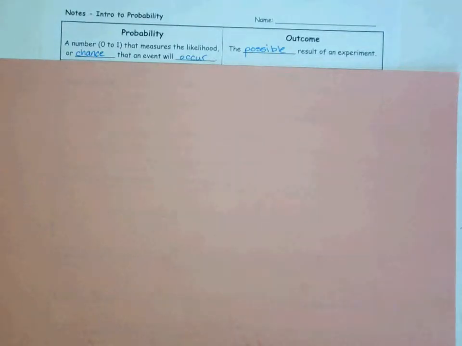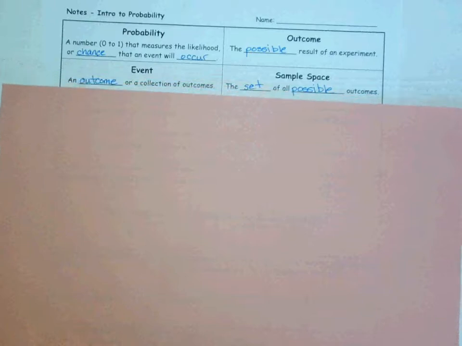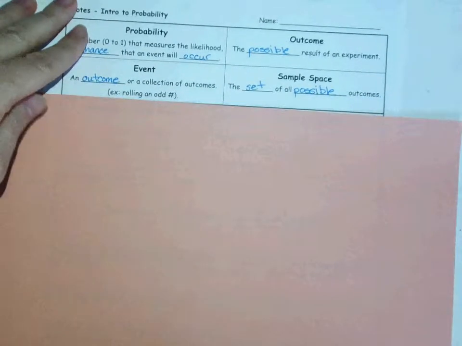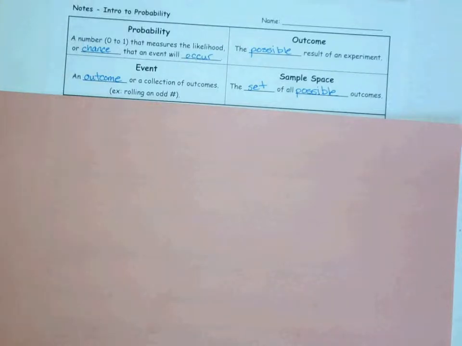The next word is event. The event is the actual outcome or collection of outcomes. So rolling an odd number, if that's what you're looking for, is the event for that to occur. And I'll show you an example of that in a minute.